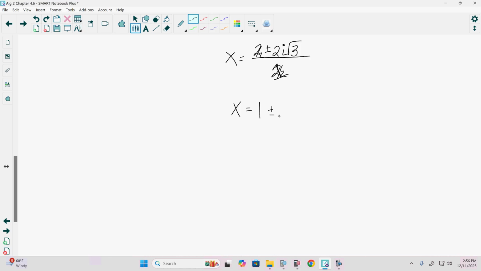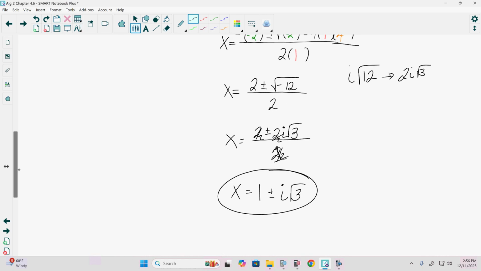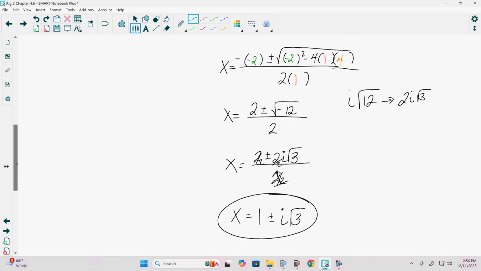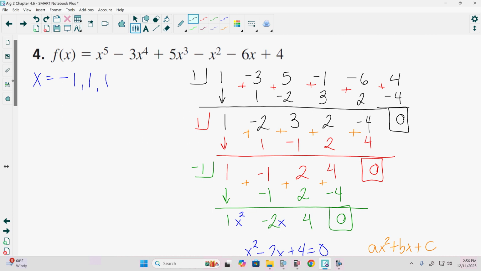The first 2 is also going to simplify to 1. Our 2i square root of 3, if we divide that 2 by 2, we're left with just i square root of 3. So we can say that this is 1 plus or minus i square root of 3. Questions on this here? So our final two answers are 1 plus or minus i square root of 3. These are the solutions for this here. Questions on this so far?